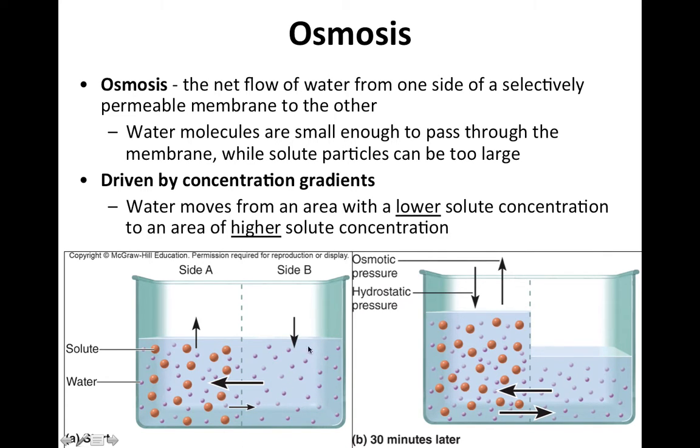Now the idea here is that you do have two forces associated with osmosis. You have osmotic pressure and hydrostatic pressure. Osmotic pressure is going to be the force that actually pulls the water across, and hydrostatic pressure would be something like air pressure or gravity that's actually pushing down on the water, trying to prevent it from rising any higher.